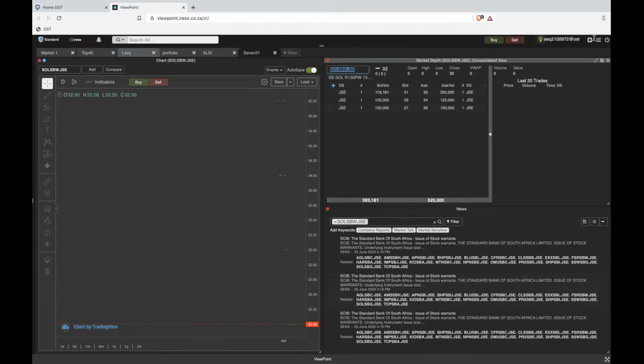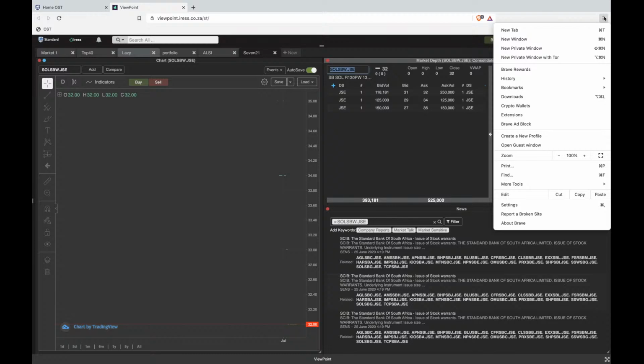Bear with me a second. This is my new favorite browser, but I don't know. There's my zoom button.